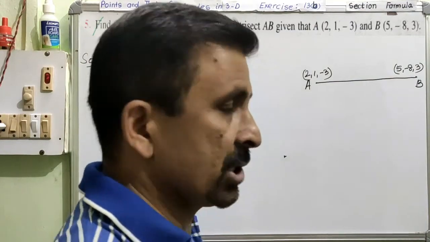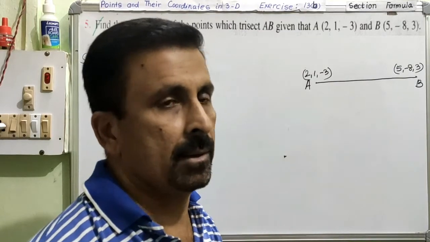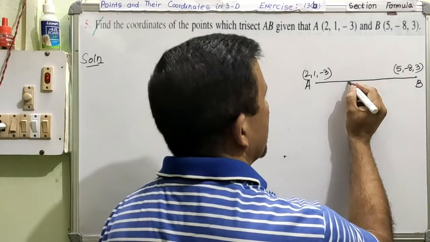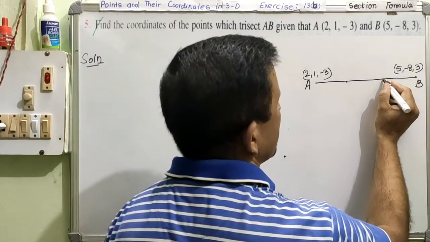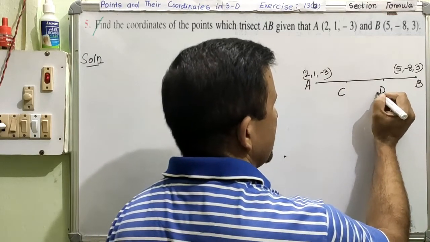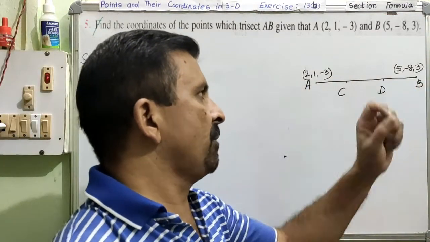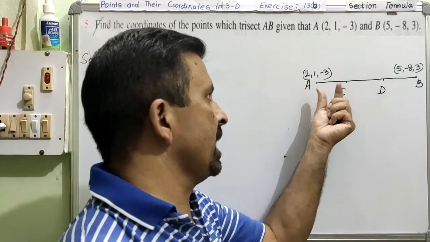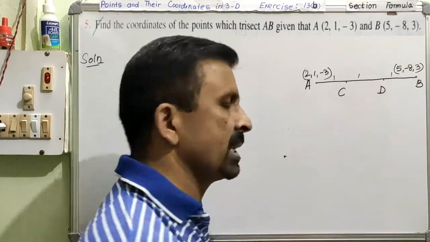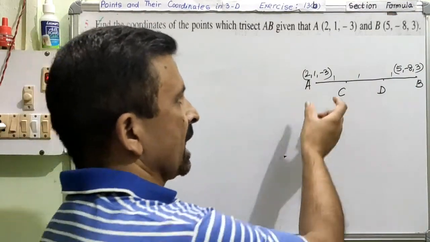Right? A similar question you have seen in class 11. Trisect means dividing the line into 3 equal parts. Dividing this line into 3 equal parts. So we need to have 2 points, one is this, another is this. And you can name this as C, and this you can name as D. Clear? So now this AB is divided by C and D into 3 equal parts. So the ratio is 1:1:1. Because when the ratios are equal, we write it as 1:1:1. Clear? Because their length will be the same.